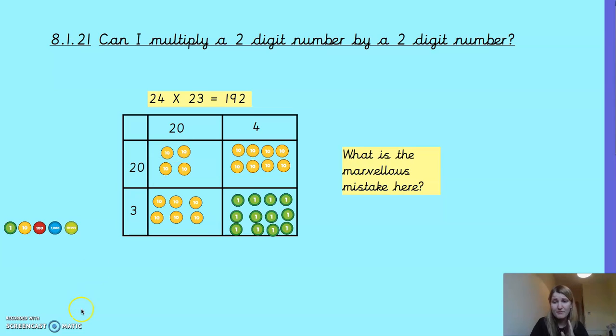So let's check. For me straight away, 24 times 23 equaling 192 just sounds a bit too small. The reason I think that is because if I know 2 times 2 is 4, then 20 times 2 would be 40. 20 times 20 would be 400. That's much less than that, right?